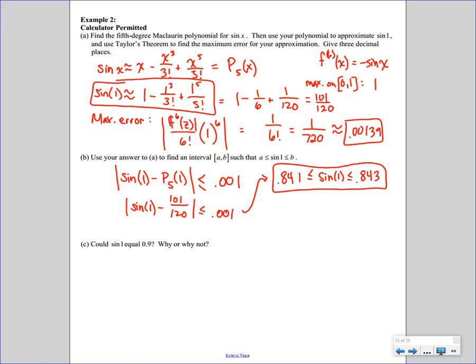This is finding the sum that approximates sine of 1. And this is showing a range that's going to fall in between. The actual minus the approximate is giving us the error. So the 0.001 is how far off it could be. The range shows us where the actual is going to fall in between.